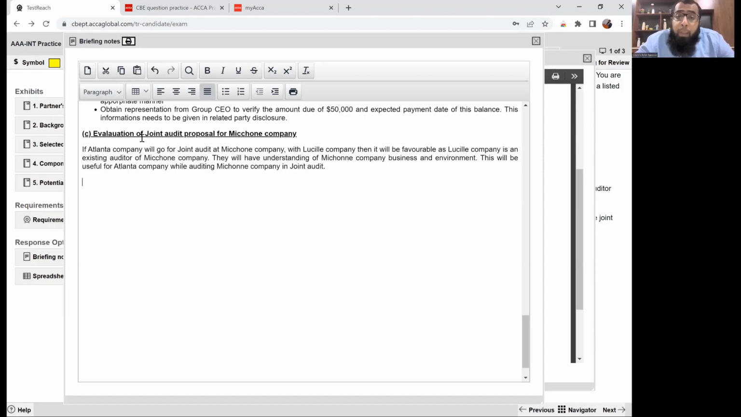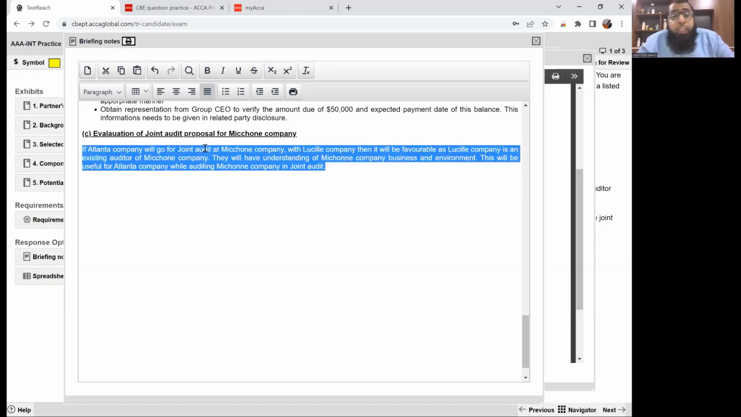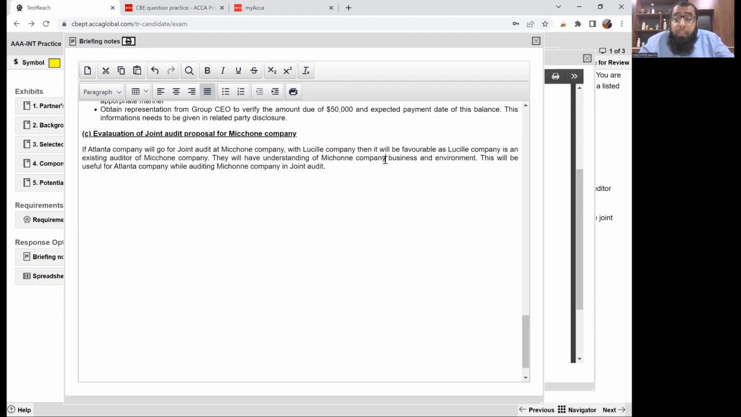Now, I hope you all remember that in joint audit, there is joint liability and two firms share the resources. So if Atlanta company goes for joint audit at Mikon company with Lucille company, then it will be favorable, as Lucille company is an existing auditor of Mikon. They will have understanding of Mikon company's business and environment. This will be useful for Atlanta company while auditing Mikon company in joint audit.